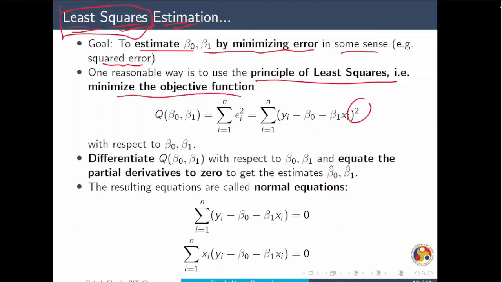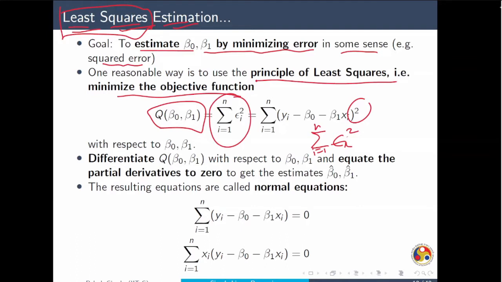But with the experience of the last 200 years, it has been observed that the least square is one of the best that we have. So here our objective function, I can write Q(beta naught, beta 1). We have the error epsilon i. I am taking the square of that. Taking the square has a lot of mathematical advantage, and then I take the sum of all the errors that I have. This is the quantity.